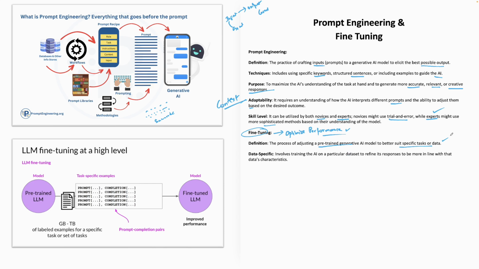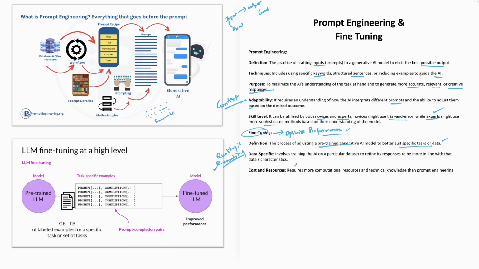As I always say, data is the key here. It involves training the AI on a particular data set to refine its responses to be more in line with the data's characteristics. With data, two things really matter: the quality of the data and the quantity of the data. If your quality is bad, you will get bad output. That's where we talk about large language models, because they are trained on huge amounts of internet-scale data, a large number of books, websites, Wikipedia.